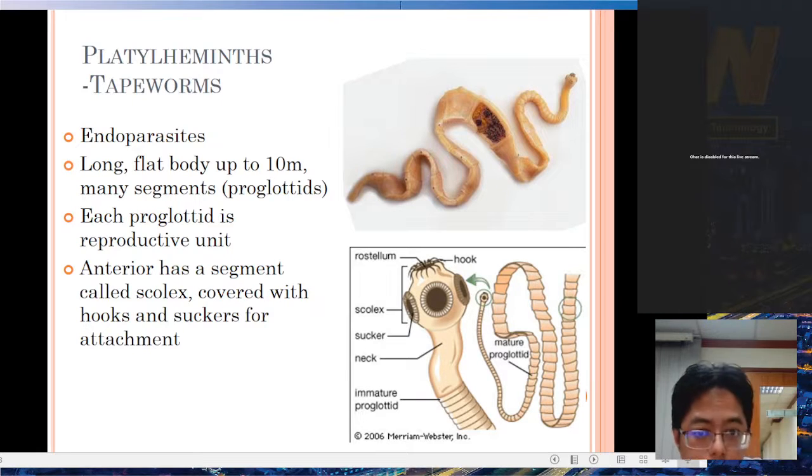The front, or anterior, has a head with a segment called the scolex. This scolex is the thing that you call the head. It is covered by a lot of hooks and suckers for attachment. It doesn't have any eyes or mouth. It just has suckers and hooks, and it will attach itself to your intestines and suck your nutrients directly from you. And they just lay eggs. That's all they do.